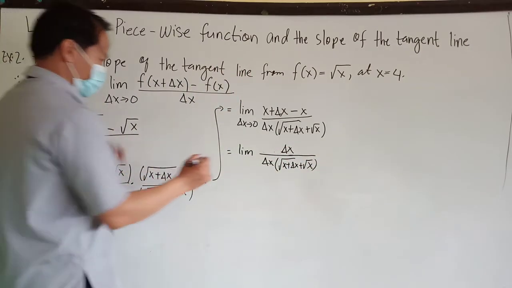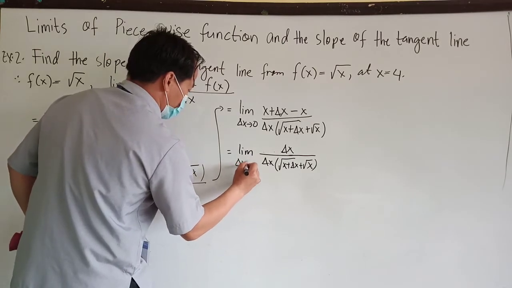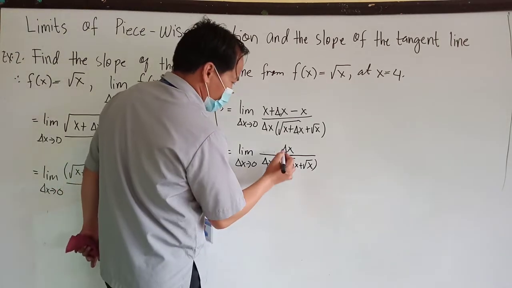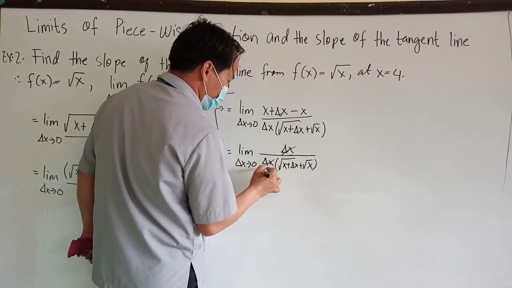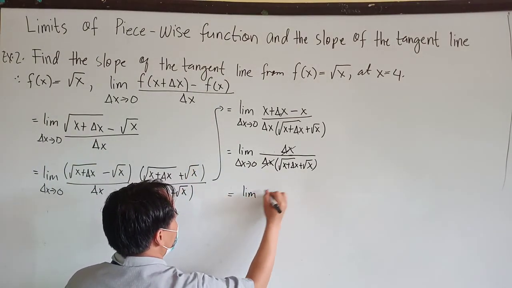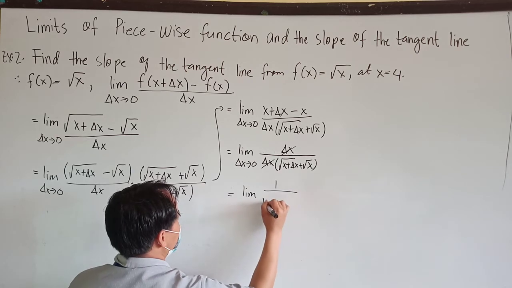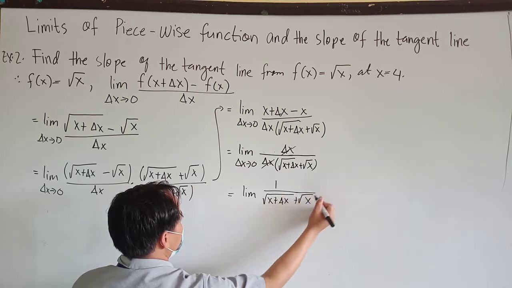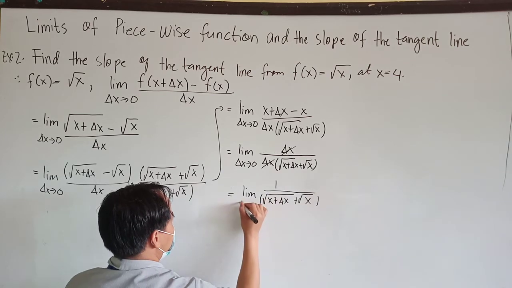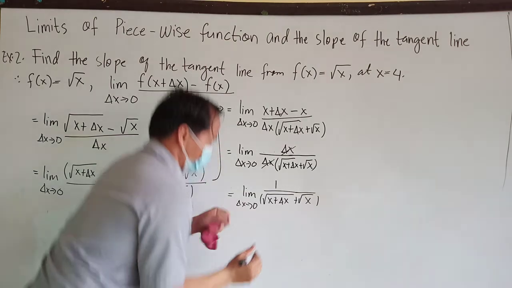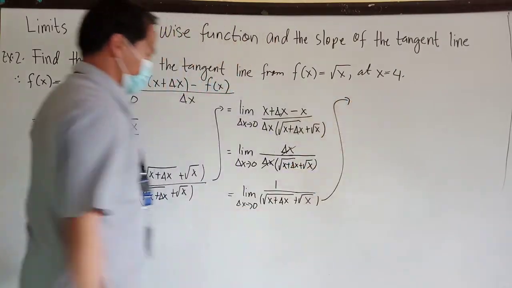As delta x approaches 0, this one actually cancels out. So what remains in the numerator, we have here the limit of 1 over the square root of x plus delta x plus the square root of x, as delta x approaches 0. Okay, again, simplify this one.